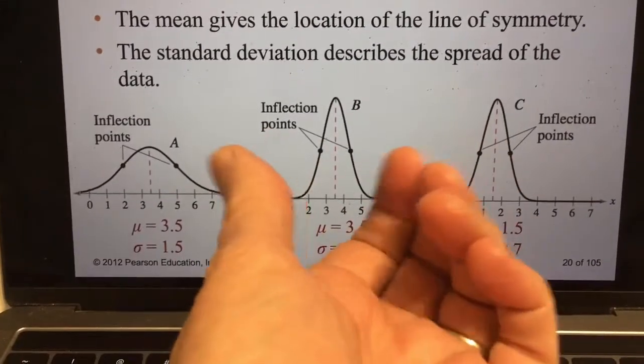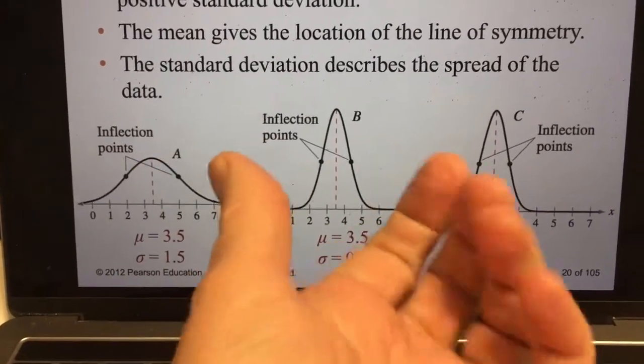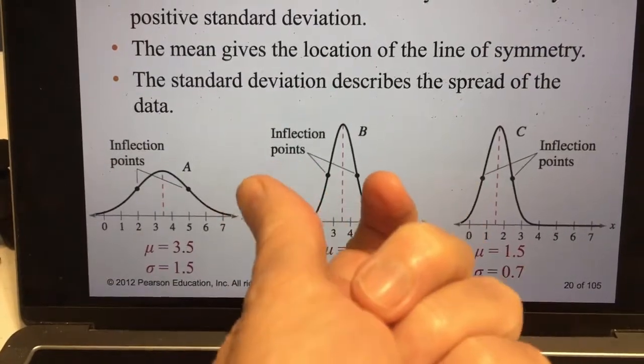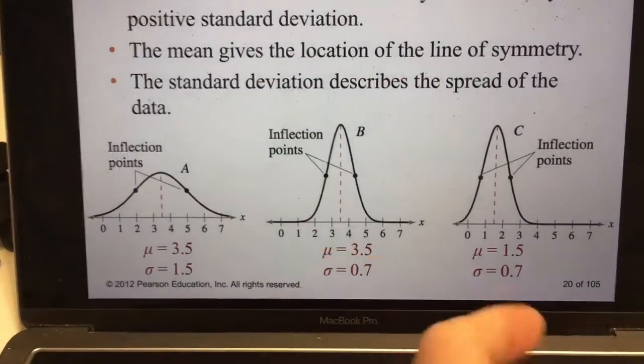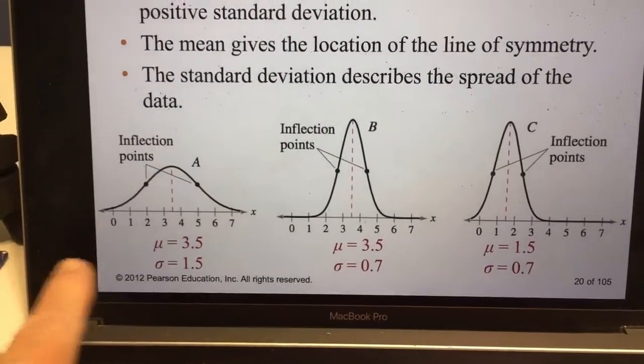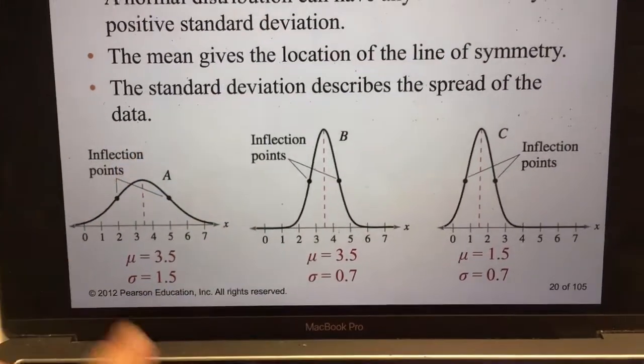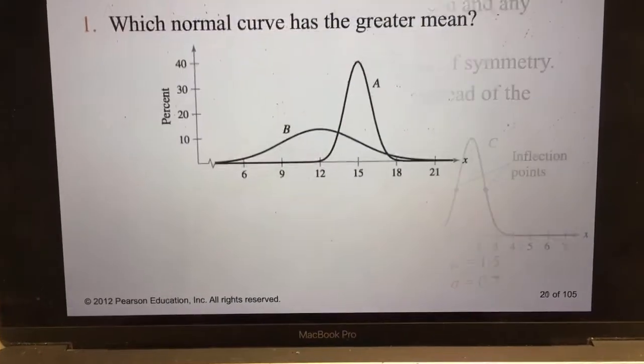The smaller the standard deviation, the more piled up your points are going to be, and your curve's going to be narrower and sharper and pointier. The wider your standard deviation, the smoother and lower your curve is going to be.